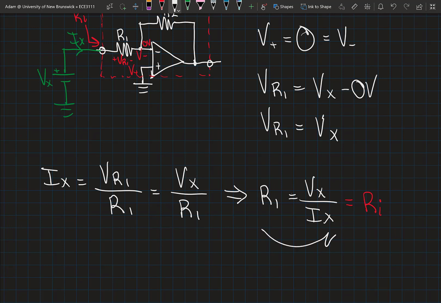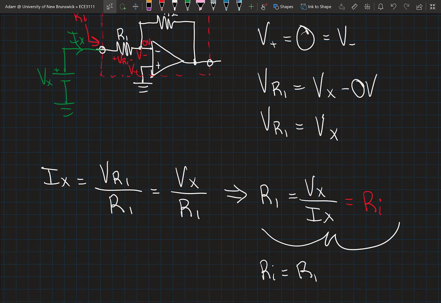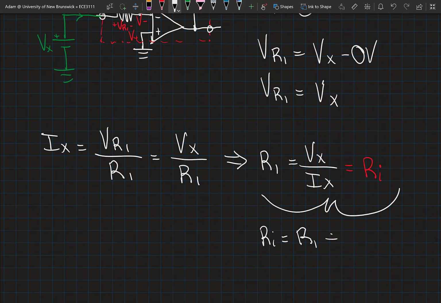In this particular case we see that my input resistance is equal to R1, which is not nearly as ideal as the non-inverting configuration.